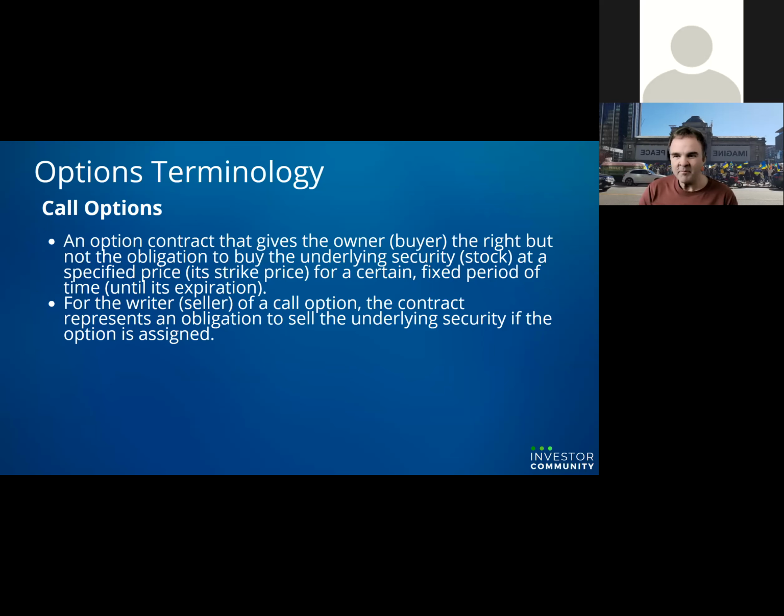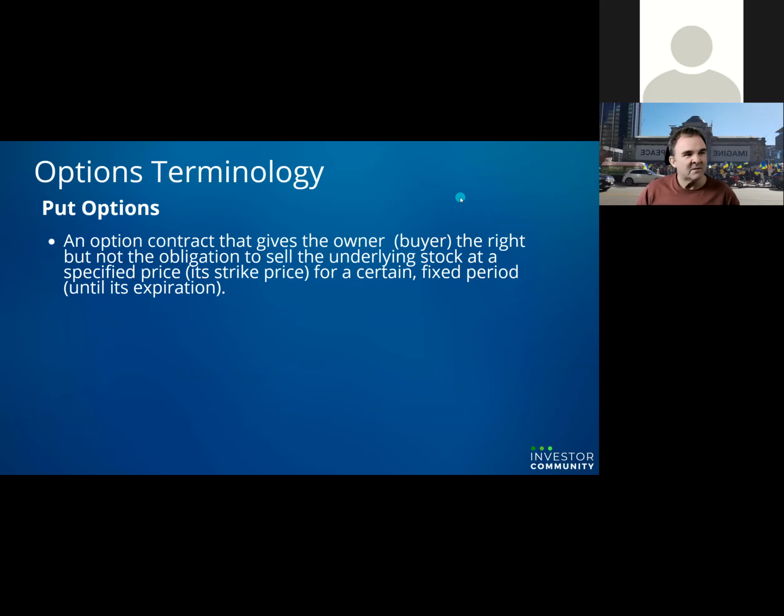Does that make sense to everybody? If not, we can back up, and we'll go on to puts now. So the put option is basically the same thing, but a little bit of difference. It's an option contract that gives the owner, who's the buyer of the contract, the right but not the obligation to sell the underlying stock. So that's the difference. Before with the calls, you have the right to buy the stock. Now you have the right to sell the stock. So the right but not the obligation. They don't have to if they don't want to. Sell the underlying stock at a specified price, the strike price, for a certain fixed period of time until expiration.